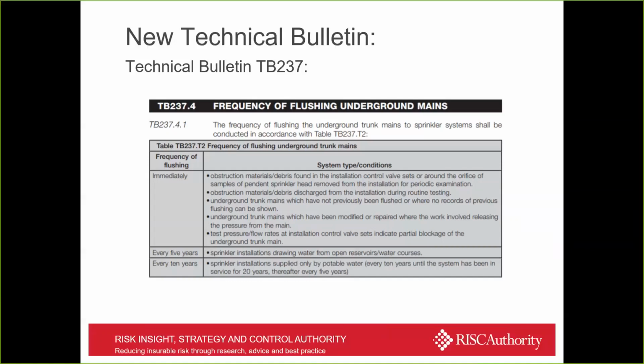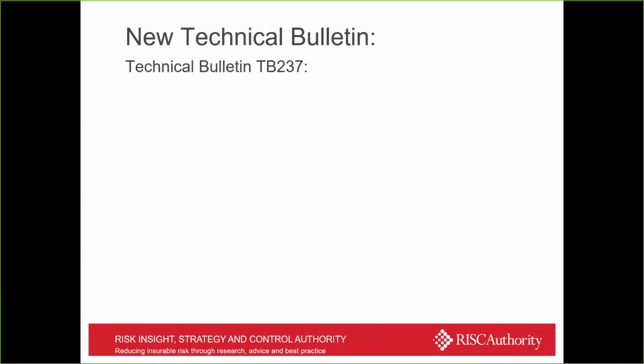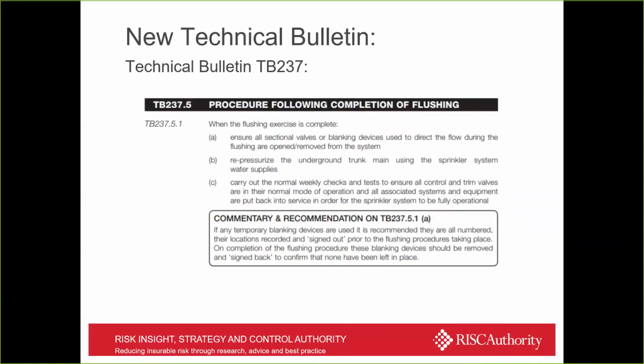Beyond that, every 5 years, sprinkler installations drawing water from open reservoirs, which are likely to be pushing contamination down the underground main, should be flushed every 5 years. And then sprinkler installations supplied only with potable water, every 10 years until the system's been in service for 20 years, and then you should drop the frequency down to 5 years. So that's the frequency of carrying out those flushing operations.